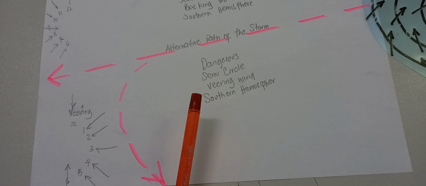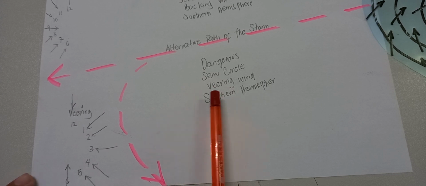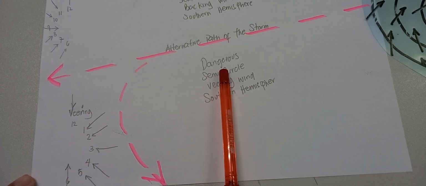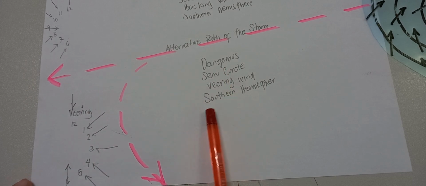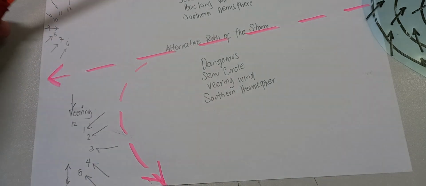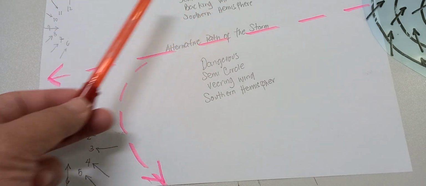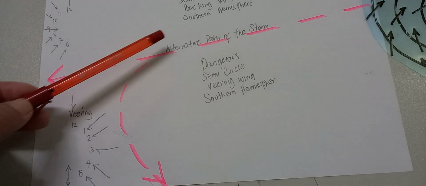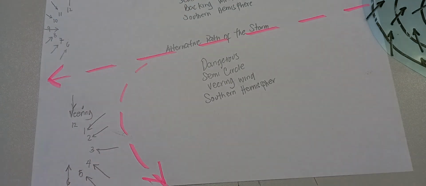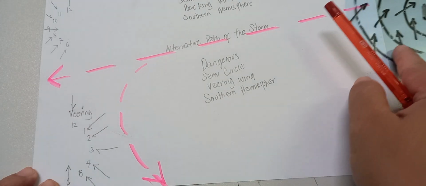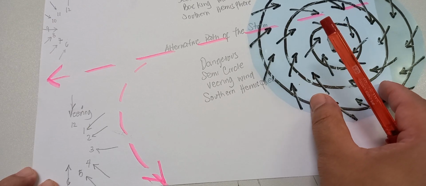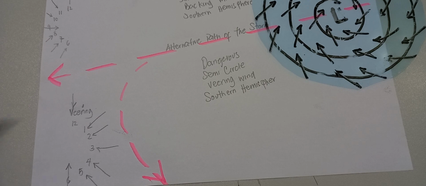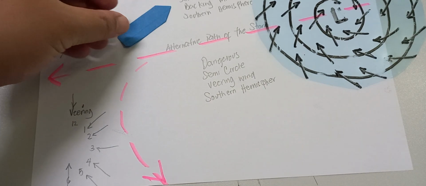Okay, so in order for us to identify if we are in the navigable or in the dangerous semicircle, if we observe that the wind on our ship is veering, therefore it is changing clockwise, we are in the dangerous semicircle. That is in the southern hemisphere. Now, if we are experiencing backing wind, it means the wind is changing counterclockwise. It means we are in the navigable semicircle of the tropical revolving storm, of course, in the southern hemisphere. That's how we identify which semicircle we are in.